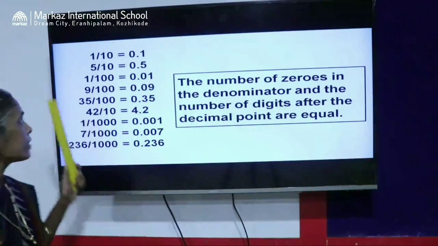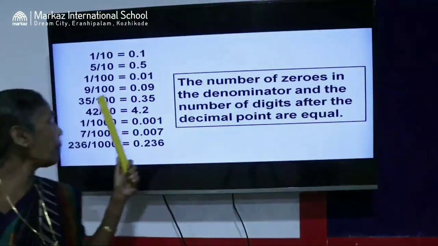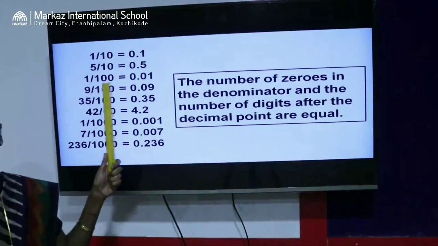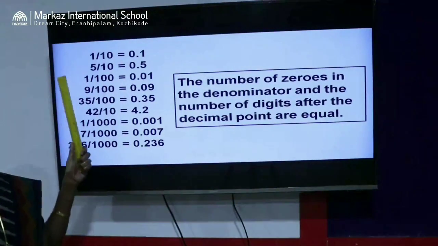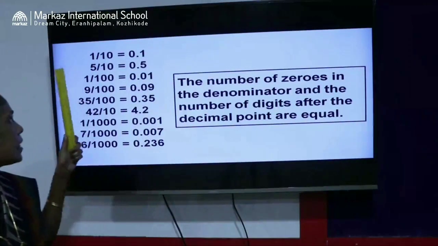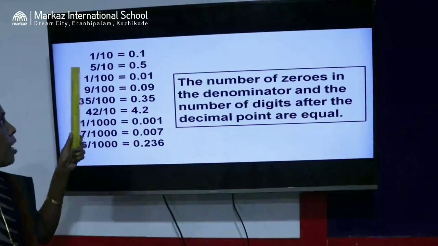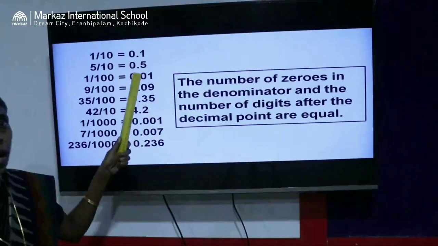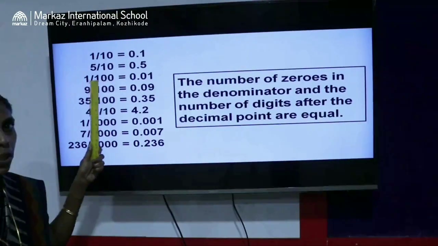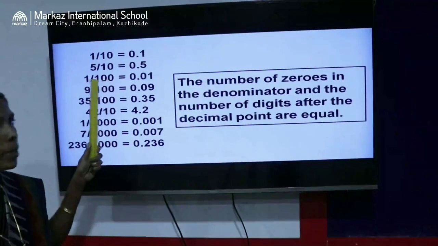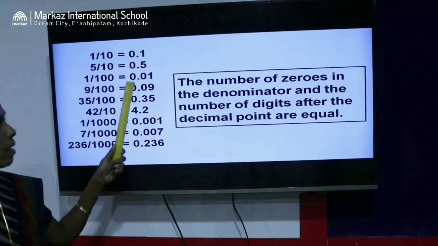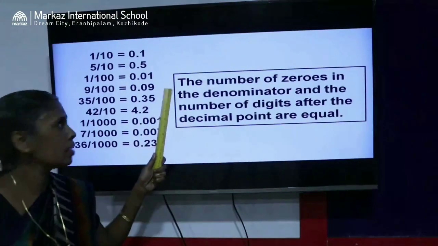Can you see here? 1 by 10, which you have already studied in your previous classes, is equal to 0.1. So the decimal form of the fraction 1 by 10 is 0.1. The decimal form of the fraction 5 by 10 is 0.5. Now 1 by 100. See the number of zeros. How many zeros are there in the denominator? 2. So after the decimal point, how many digits should there be? 2.